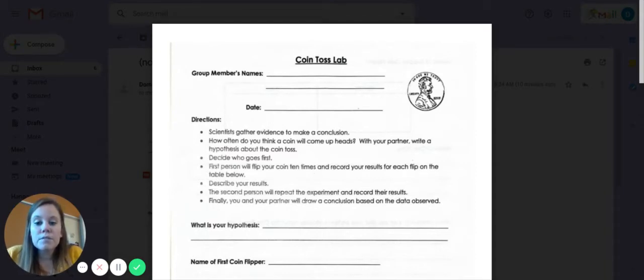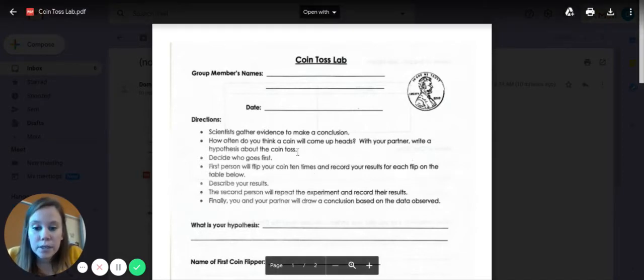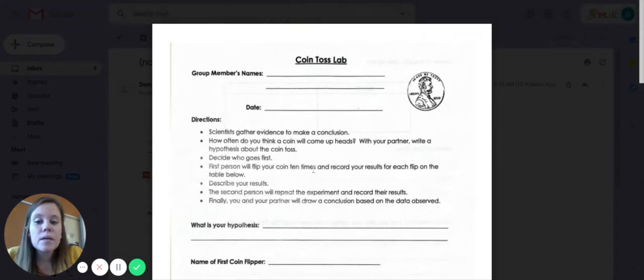The first person flips their coin. The directions right here say 10 times, but I want you to do it 20 times instead of 10. So we're going to bump that number up just a little bit. So if you have a paper copy of this, I want you to cross out that number 10 and I want you to write the number 20. If you're doing it on the computer, just know that you're going to do it 20 times instead of 10 times. Record your results for each flip on the table below.